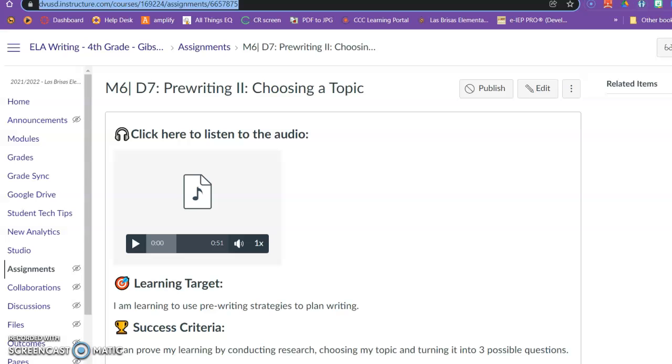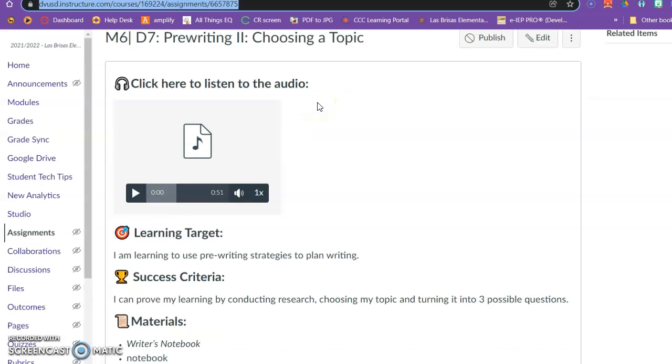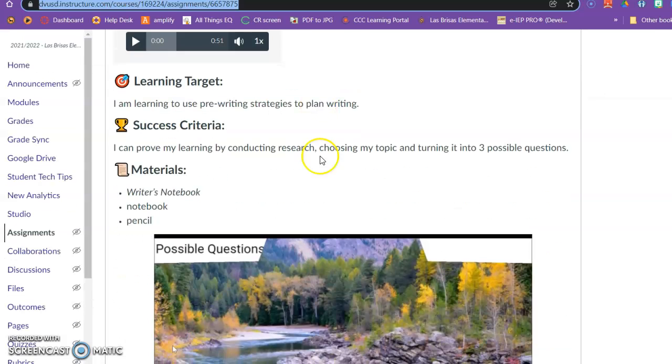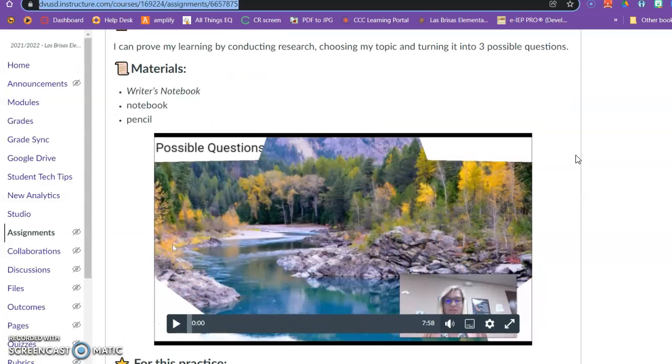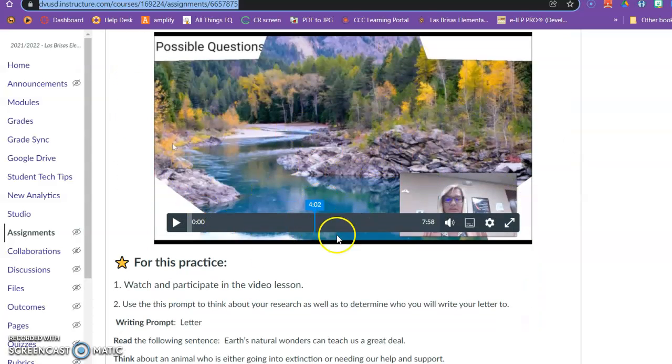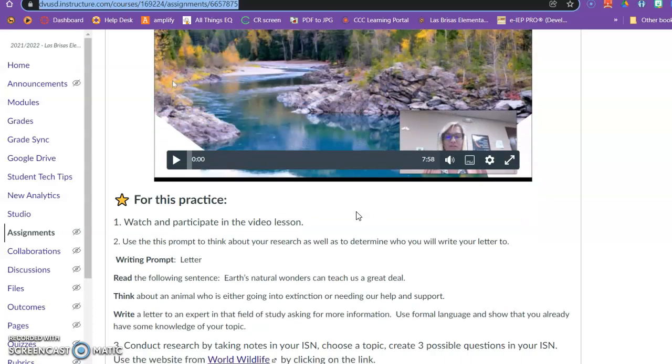Okay, and after we break down our prompt, we are going to go into our writing assignment. So our pre-writing to choosing a topic is where you will find this assignment in Canvas, under writing, obviously. Our learning target, I am learning to use the pre-writing strategies to plan writing, which is what we're doing now. Success criteria, I can prove my learning by conducting research, choosing my topic, and turning it into 3 possible questions. I'm going to model for you right now how to do that. This video right here will be replaced with the one that I'm making right now.